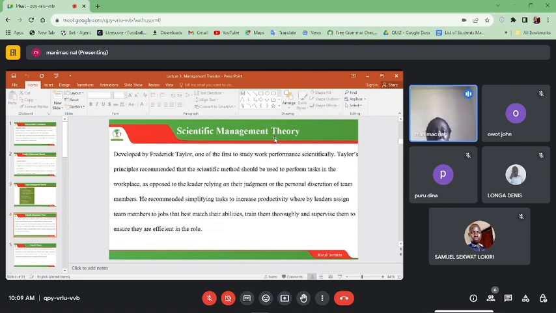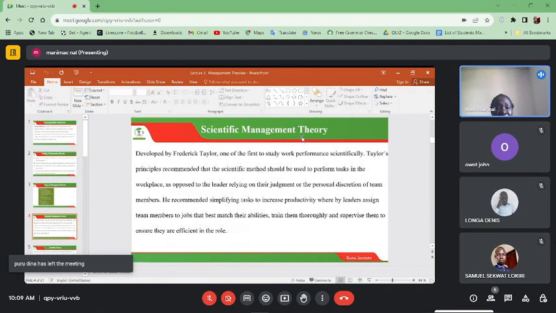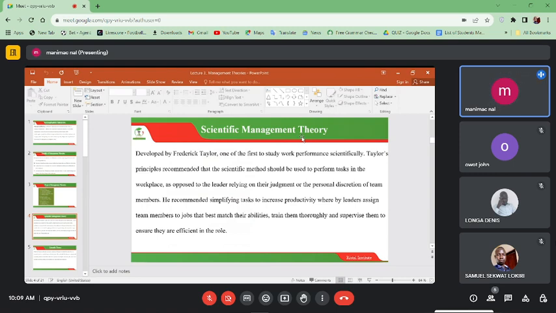Scientific management theory was developed by Frederick Taylor, and it was one of the first studies to look scientifically at the performance of employees. In Taylor's discovery, he said that this is a theory where we expect managers to observe the workplace, test the methods of completing tasks, and analyze the effect of the change.